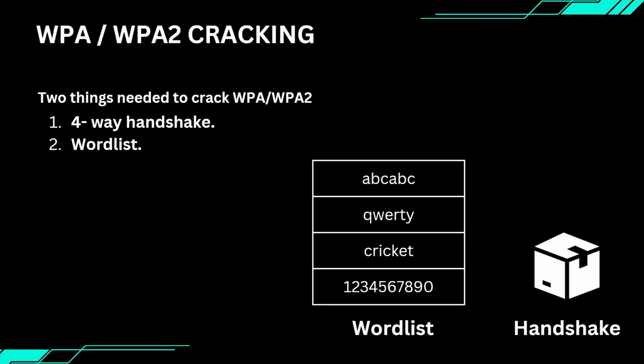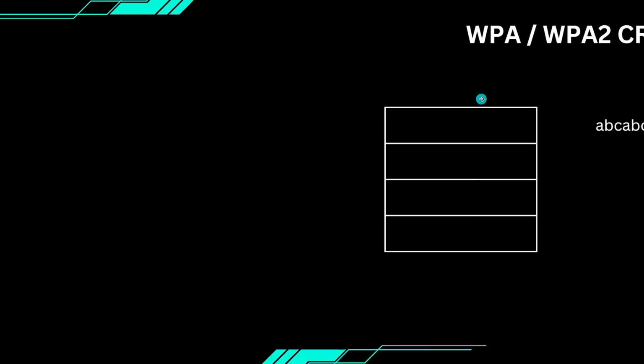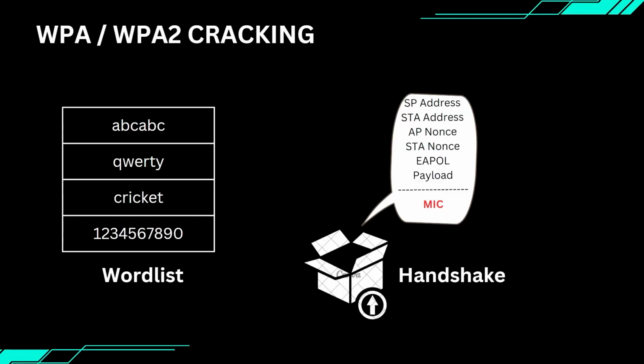In the previous lectures, we learned that to crack WPA and WPA2, we need two main components. First, we need to capture the handshake. Second, we need a word list containing a set of possible passwords that we will try one by one, hoping one of them matches the target network's password. Right now, I have both of these components ready. So, we are set to go and crack the password.